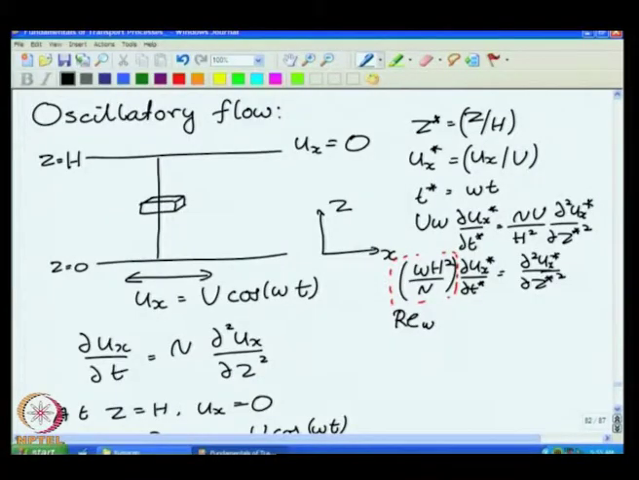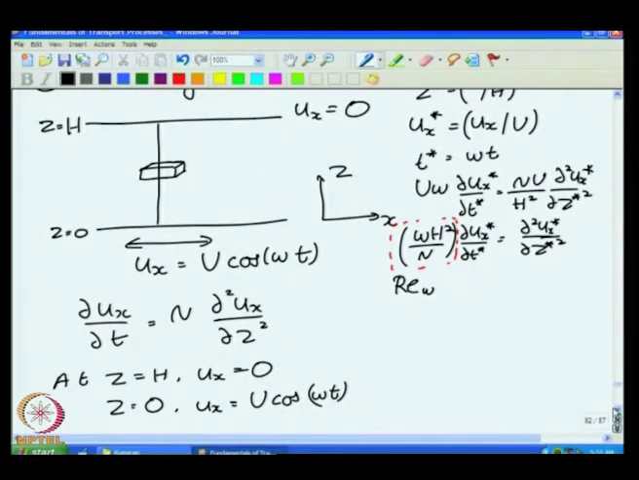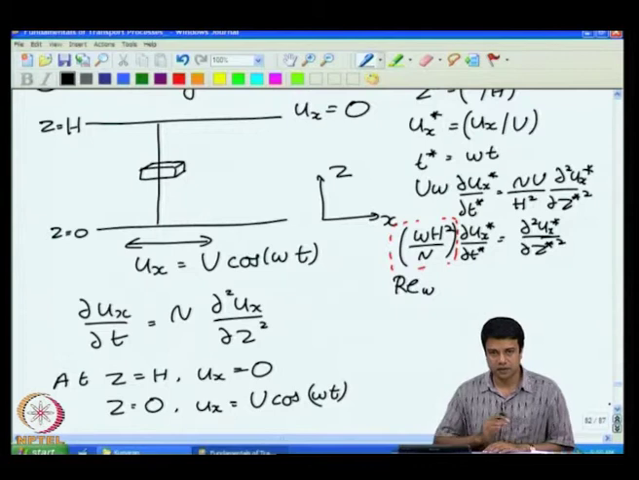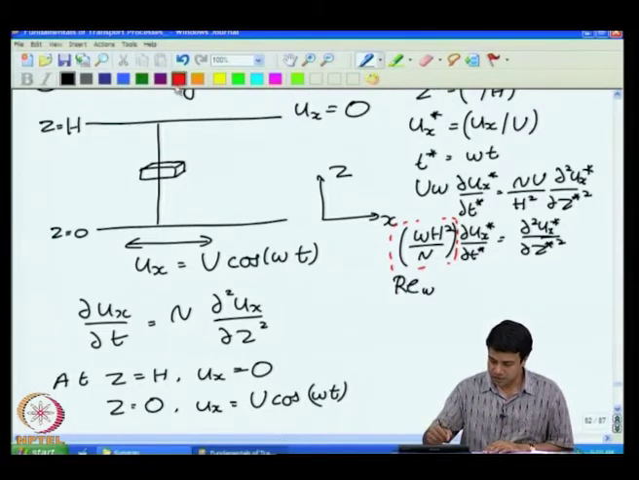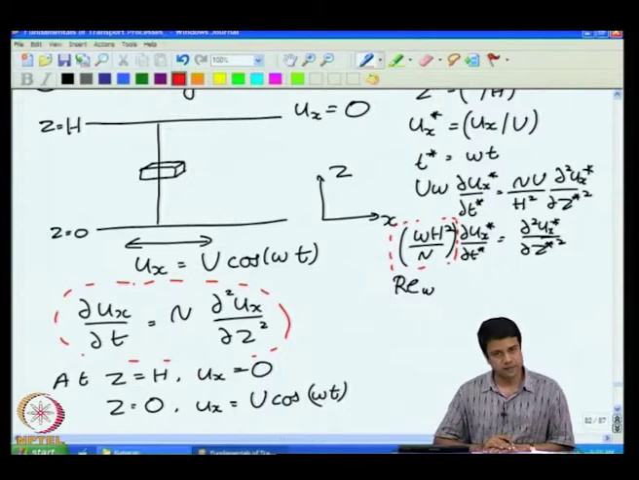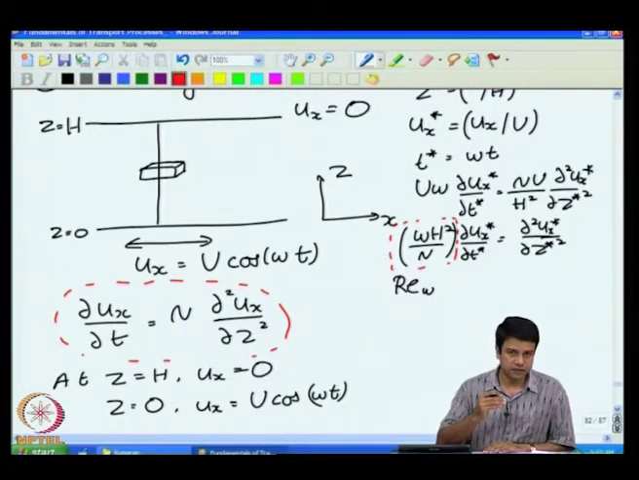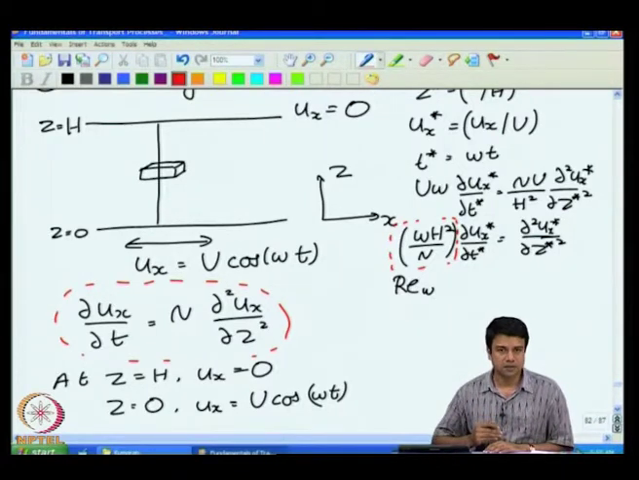The momentum conservation equation was identical to what we had for all other cases. There is no source or sink. So, we had this momentum conservation equation, where nu was the kinematic viscosity. The boundary conditions were that velocity is 0 at the top plate, and velocity is sinusoidal at the bottom plate with a very well defined frequency.